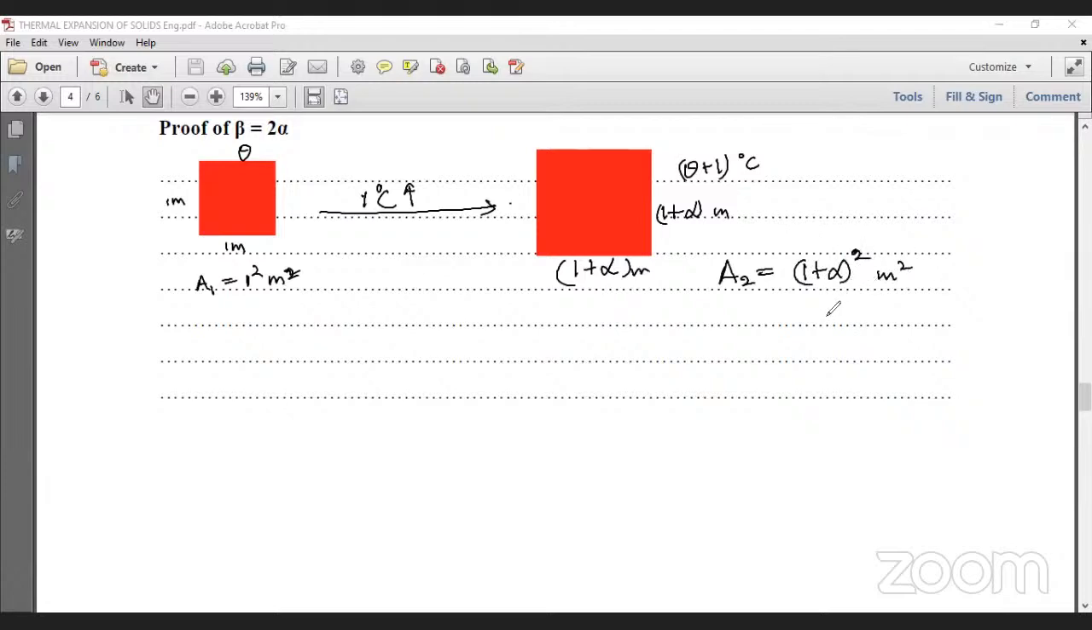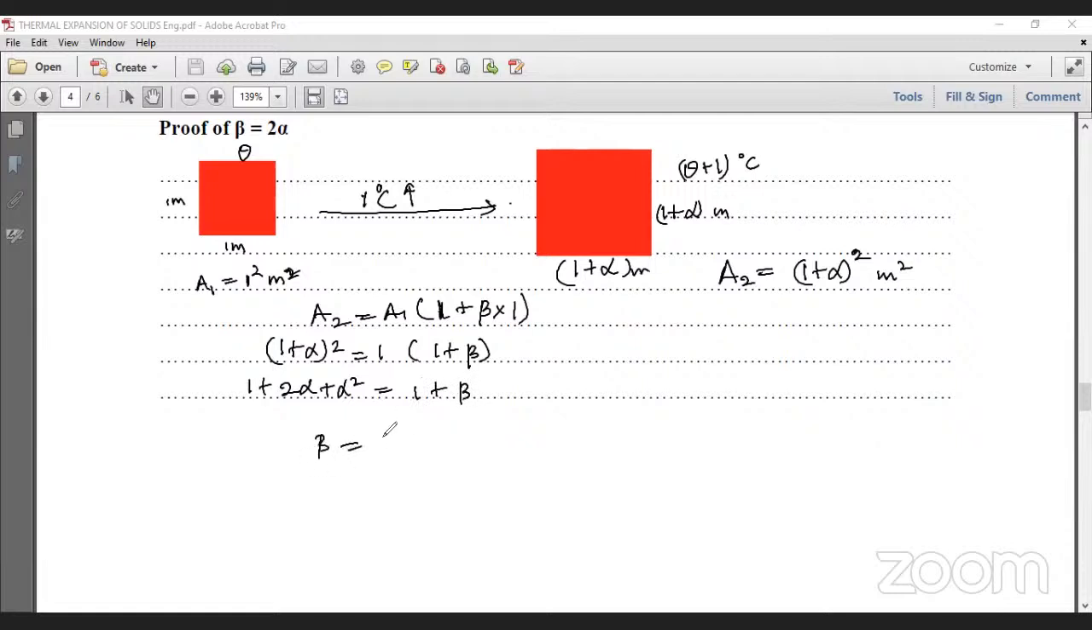That's in square meters. Then use the equation A2 equals A1 times (1 plus beta delta theta), where delta theta here is a 1 Celsius degree change. You can substitute A2 as (1 plus alpha) squared and A1 as 1, giving 1 plus beta. Simplifying, 1 plus 2 alpha plus alpha squared equals 1 plus beta. So beta equals alpha squared plus 2 alpha.